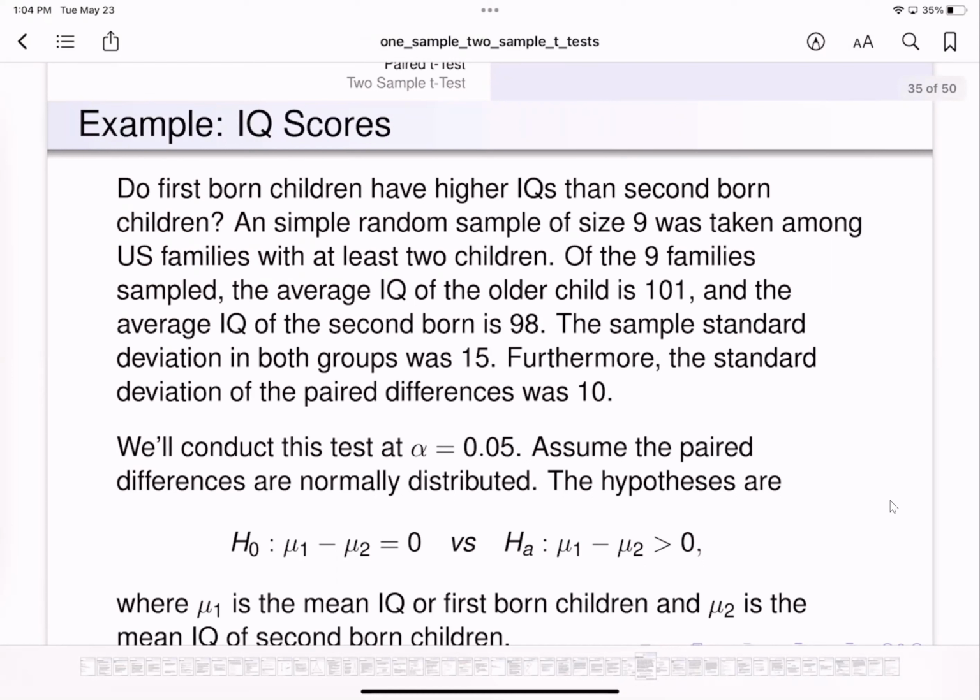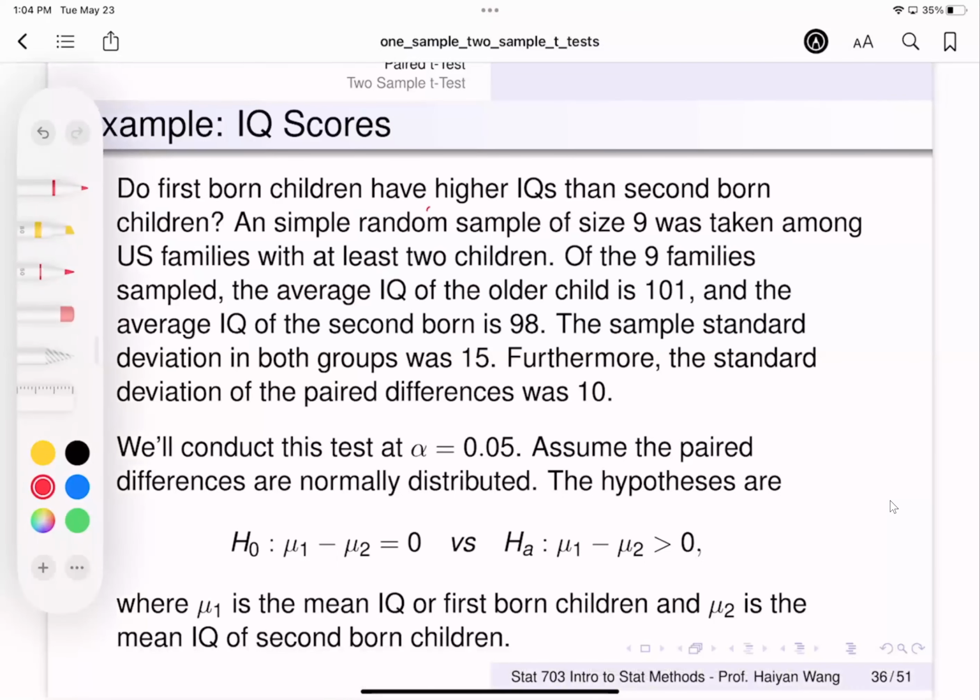We want to do a test of whether the mean IQ of firstborn and secondborn is greater than 0 or not. So research hypothesis, because we wanted to know if firstborn have higher IQ than the secondborn, we put research hypothesis of greater than. So mu1 minus mu2 greater than 0, where mu1 is the mean IQ for the firstborn children, and mu2 is the mean IQ for the secondborn children. Null hypothesis, we always specify the equal sign. Okay, so that's the hypothesis.